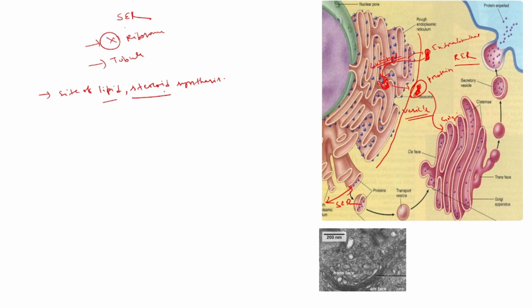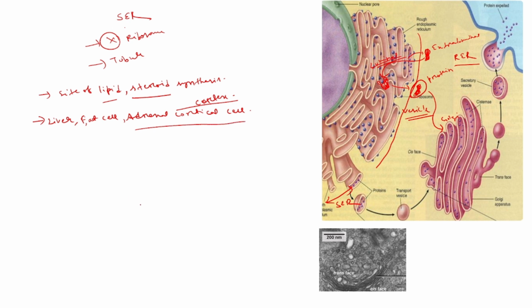So now which cells contain the smooth endoplasmic reticulum? Cells like liver, fat cell, and adrenal cortical cell. So adrenal cortical cell you can simply call the adrenal cortex. So what is the adrenal cortex?